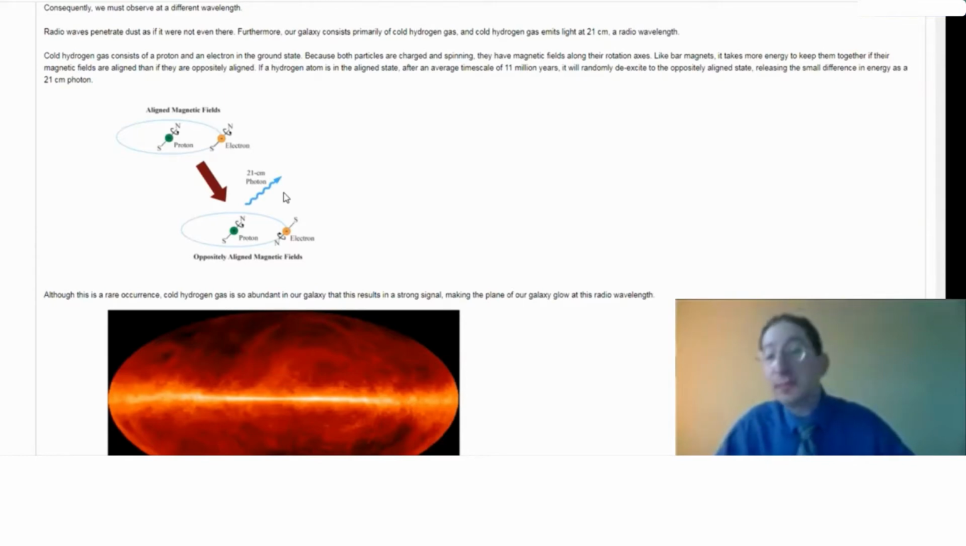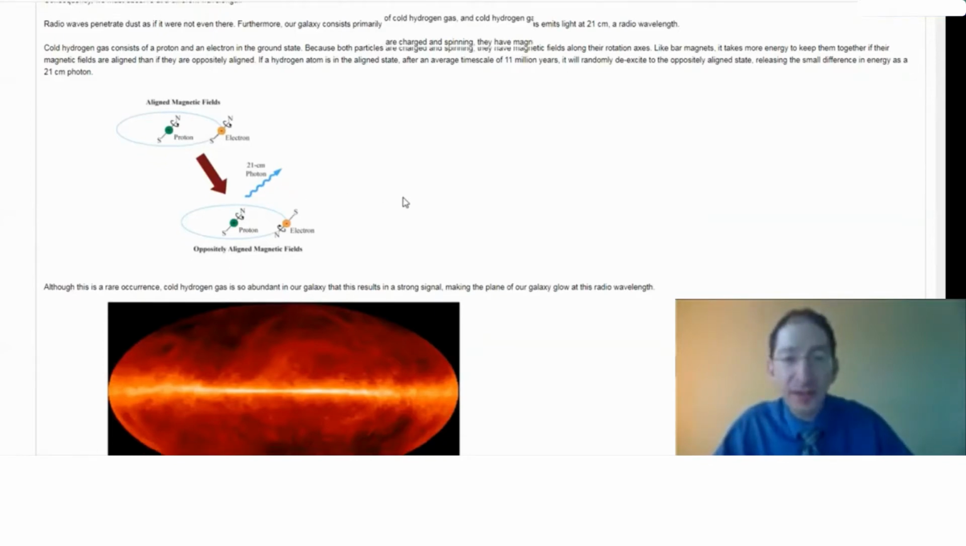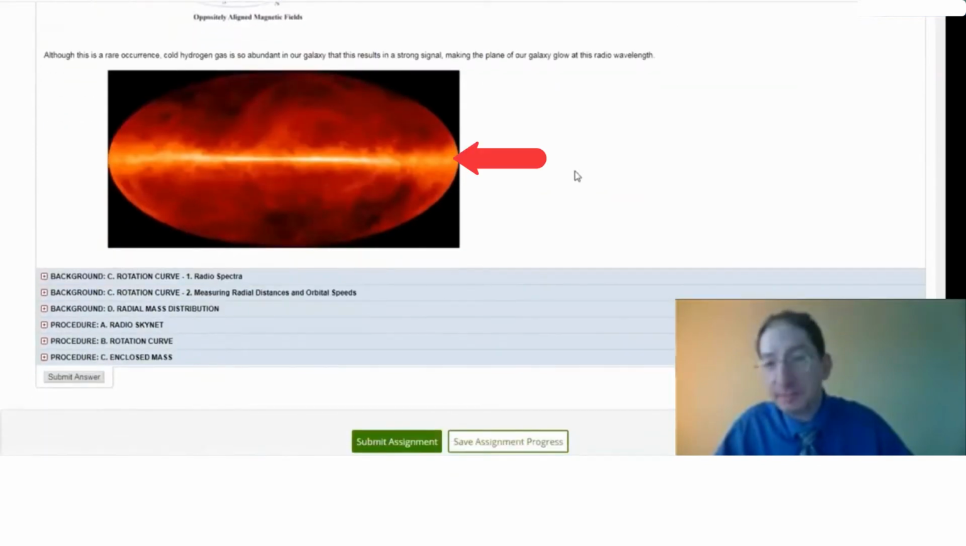Now, the typical time scale for this transition to occur randomly on its own is about 11 million years. And given that, you may think, well, we won't see much of this. But cold neutral hydrogen is so abundant that despite that long time scale to transition, we still get a whopping strong signature. So let's take a look at this map here.